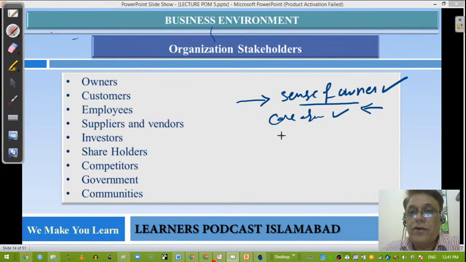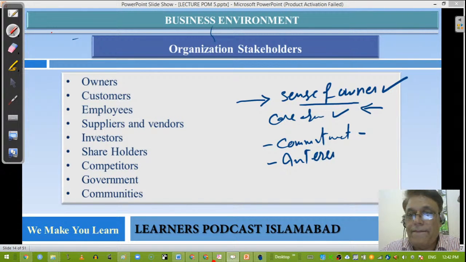So for the sense of ownership, they have to develop the commitment level of the employees. They have to develop the interest level of the employees. They have to improve the sense of responsibility.